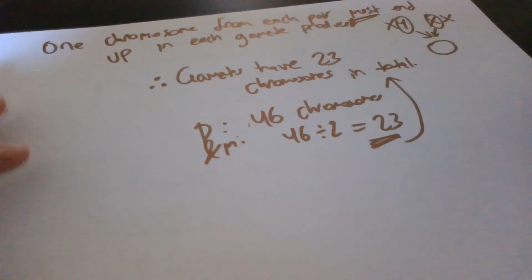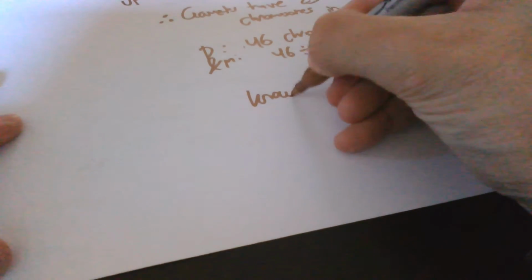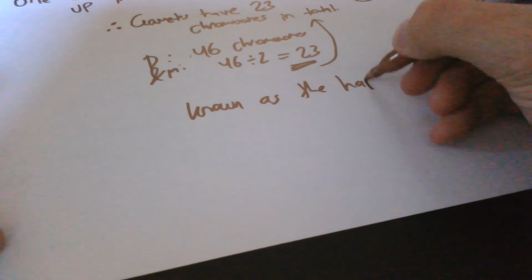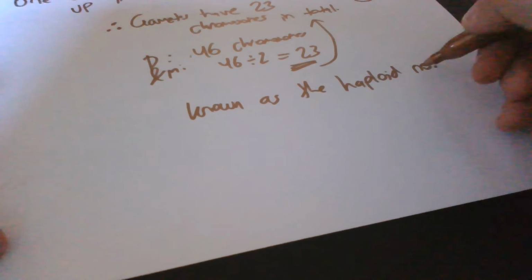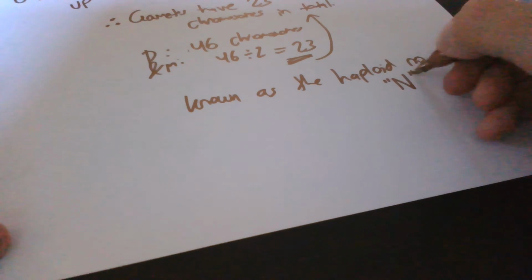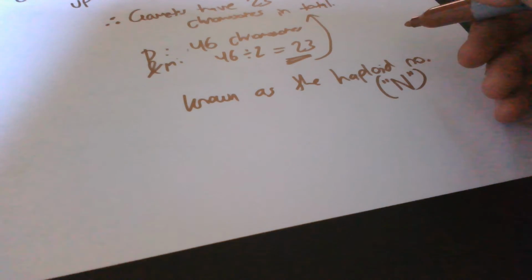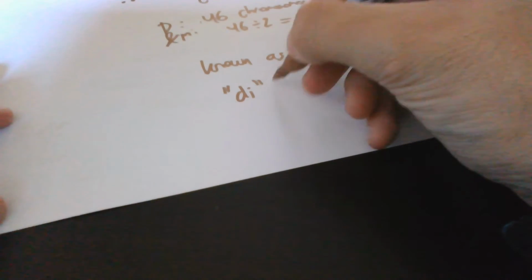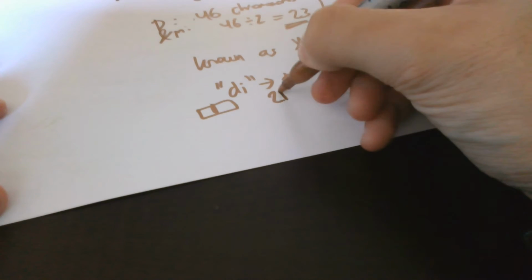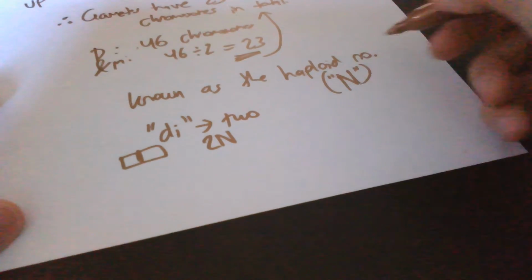This 23 has a special name. It's known as the haploid number, usually denoted by a capital N. You'll see why it's useful later. As I mentioned before, the diploid number is 2N. Di means 2, like the prefix in dipole, for example. A dipole means a magnet with 2 heads. Di means 2, so that's why you have 2N. Haploid is just 1N.